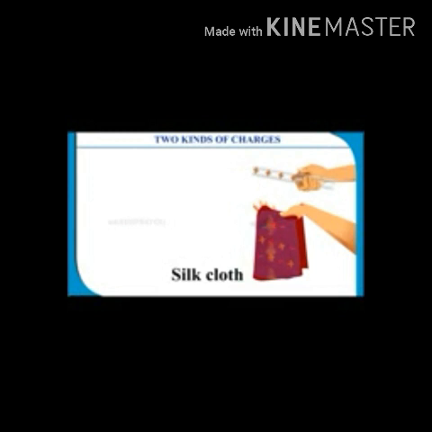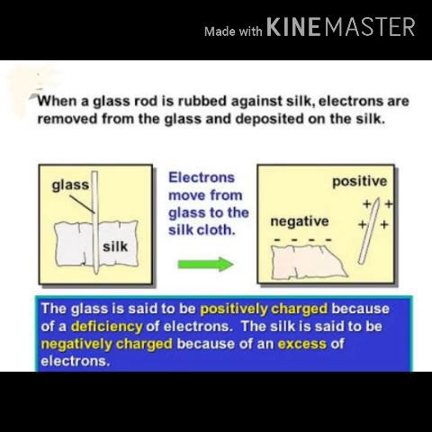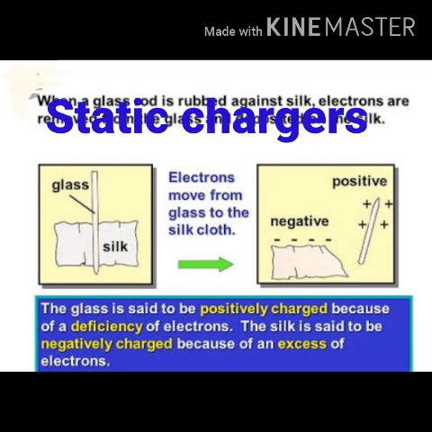Last year you studied that when a glass rod is rubbed on silk cloth, glass quickly loses electrons and acquires positive charge, and silk gains electrons and acquires negative charge. In this way, electric charge is created when electrons are transferred to an object or electrons are removed from an object. But this charge remains still on the object. They can't move and hence they are called static charges.